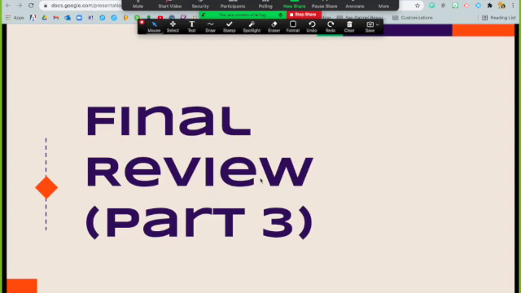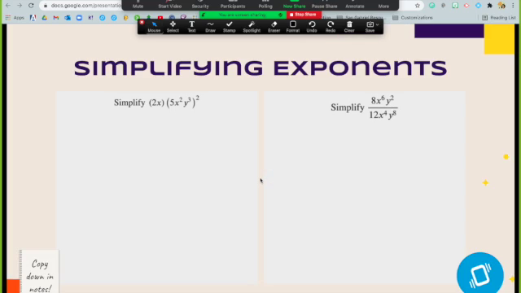Hi guys, so today we're going to be looking at final review part 3. So the first topic we're going to look at is simplifying exponents.